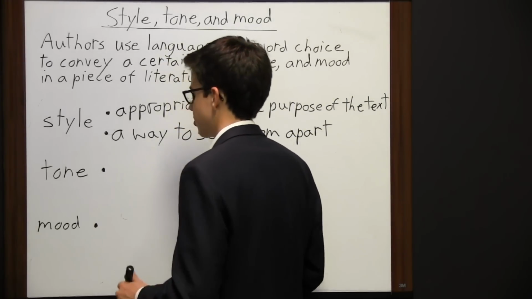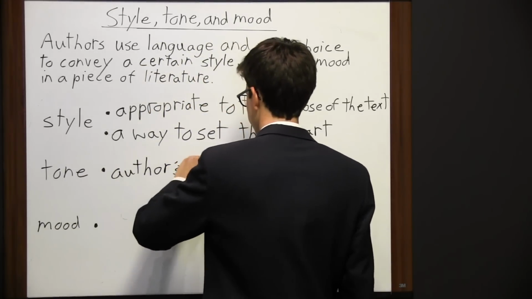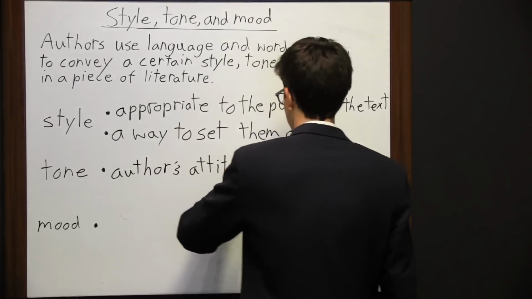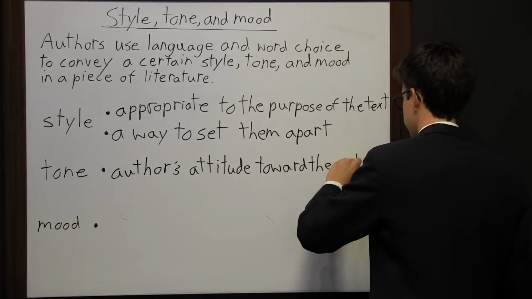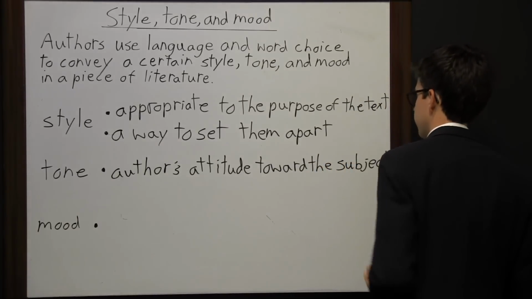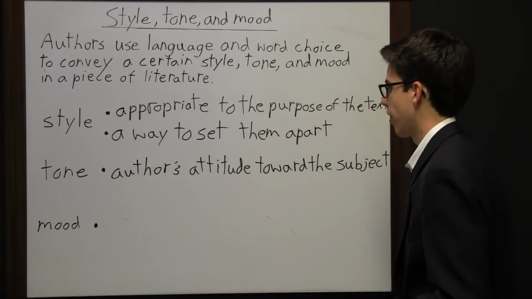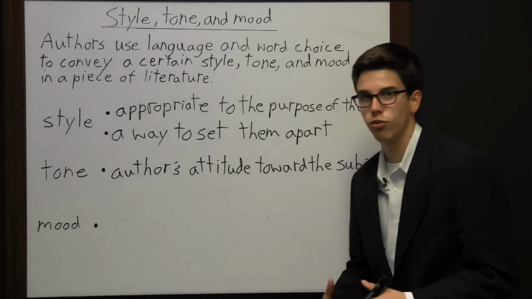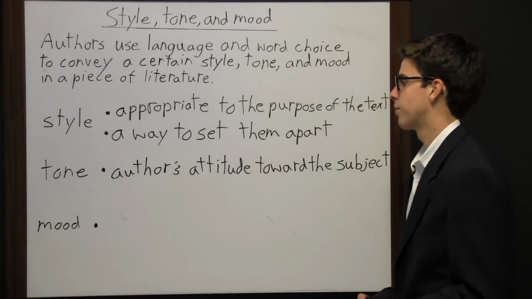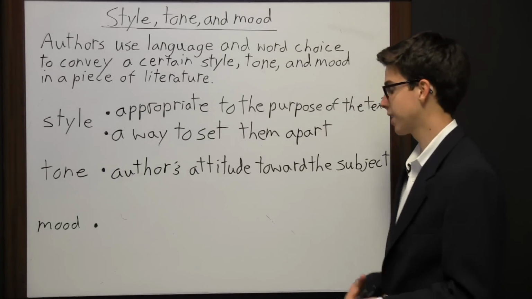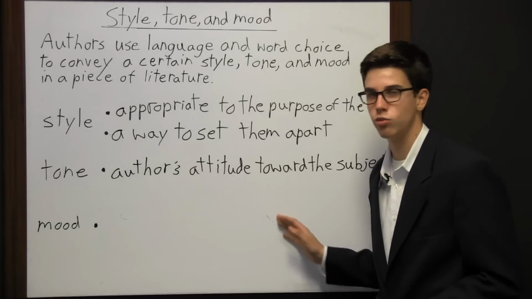Now, the second thing we're going to talk about is tone, which is the author's attitude toward the subject. And so basically, this is the author's attitude towards whatever the author is writing about. And so many times you can tell through the writing whether the author is for or against something. So sometimes an author might write something that's like a persuasive essay. And in that case, it's going to be very obvious what their attitude towards the subject at hand is, because they're trying to persuade you one way or the other.